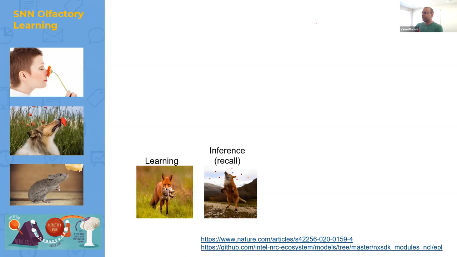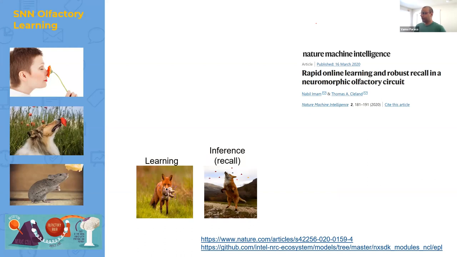And I'm not at all an expert on this, but I came to know about this algorithm while working in the Intel Neuromorphic Computing Lab. The scientists, the algorithms experts, were doing a lot of research in this particular field, and they were approaching it from a spiking neural network perspective. Whereas I was looking at it from a software and hardware engineer perspective, a completely different perspective. This paper was published in Nature Machine Intelligence. It is Rapid Online Learning and Robust Recall in a Neuromorphic Olfactory Circuit, with Professor Tom Cleland of Cornell. And Nabil Imam was at that time working at Intel, but now I think he's with Georgia Tech, but I'm not sure.